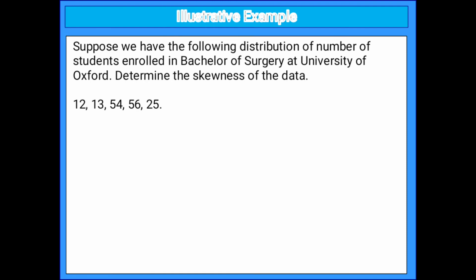Suppose we have the following distribution of the number of students enrolled in Bachelor of Surgery at the University of Oxford. Determine the skewness of the data. So we have 12, 13, 54, 56, and 25. Alright, so first, of course, we need to get the value of the mean, which is 32. We add all the values, and then divide it by 5.